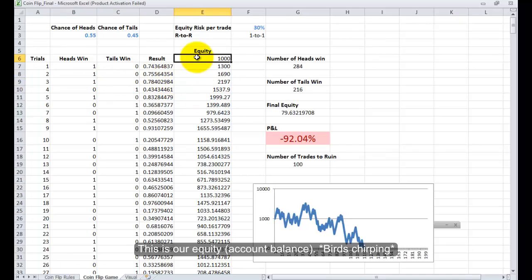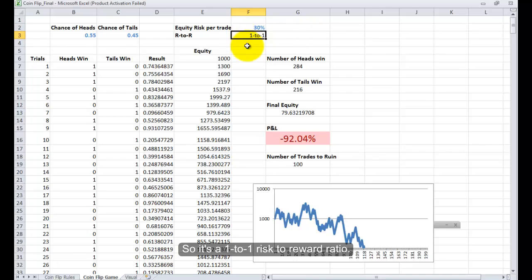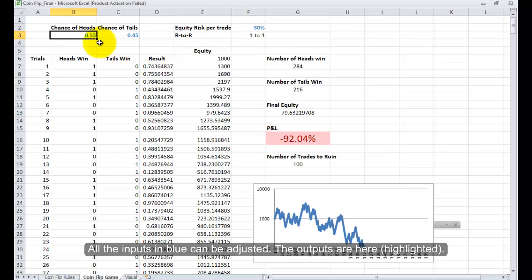And this is our equity. We're going to start the game with $1,000, and whenever we win, we will make this amount, 30%. Whenever we lose, we will lose 30% as well. So it's a 1-to-1 risk to reward ratio. All the inputs in blue can be adjusted. The outputs are here.